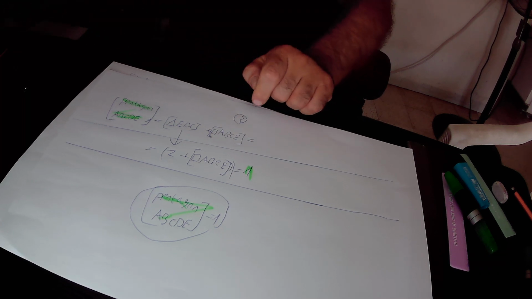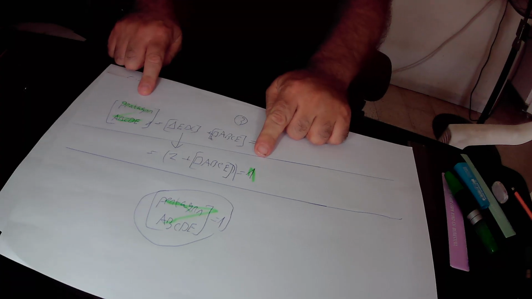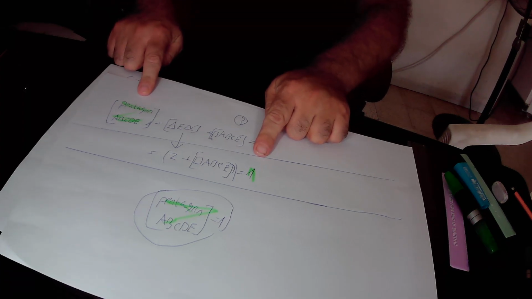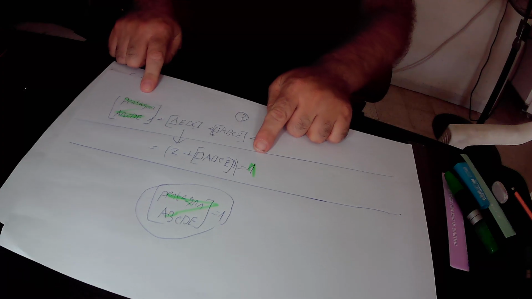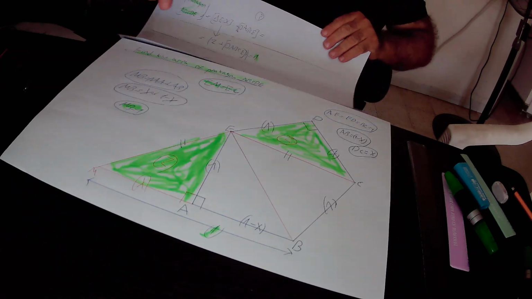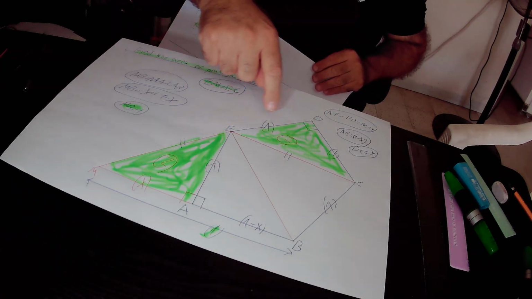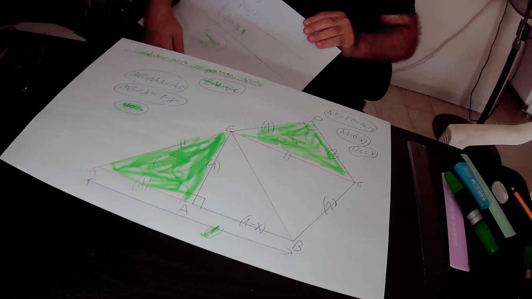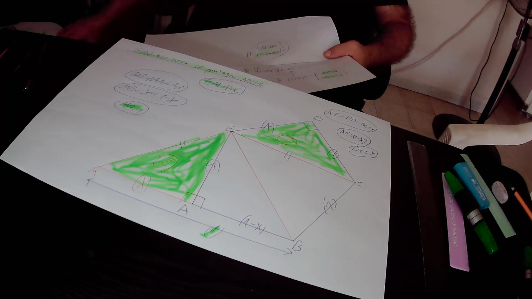And from this equation, we derive that the area of pentagon ABCDE is equal to 1 square inch. The area of the big pentagon ABCDE is equal to 1 square inch. So we finish with the first question.